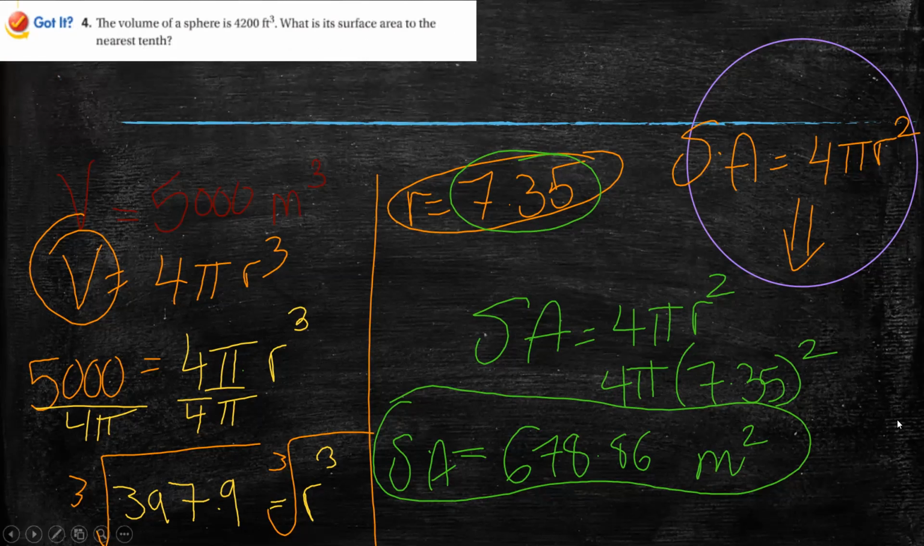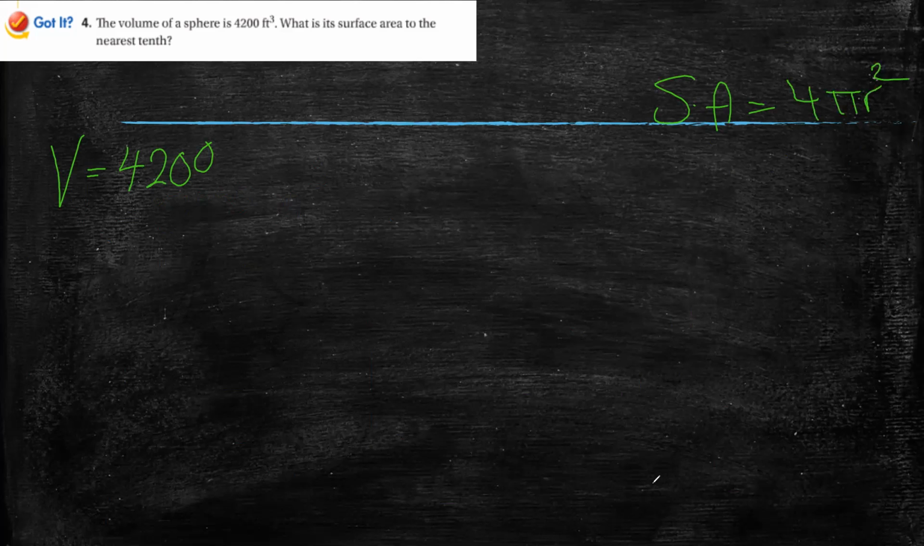Okay, let's have another example now. The volume of a sphere is 4,200 cubic feet. What is its surface area to the nearest tenth? Here now we have the volume. We know that the volume is 4,200. You have to do the same. You need to find the surface area of the shape, which is 4 pi r squared. So to find the surface area, we need the radius. The volume is given. The volume is 4 over 3 pi r cubed.